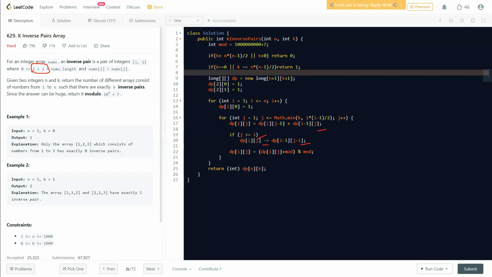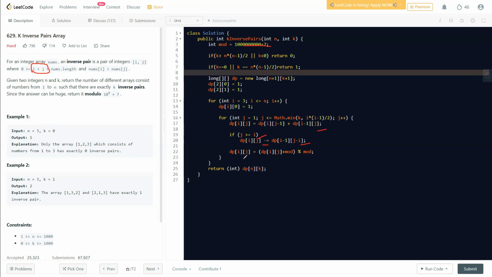Further, next we will find another statement: dp of i j is dp of i j plus mod, and then modulo mod, where mod is 10 to the power 9 plus 7. Let's understand what this step is. This step is important. In the previous line you saw that if j is greater than or equal to i, we did a subtraction. This might result in a negative value, the negative value I was talking about during the discussion, remember?